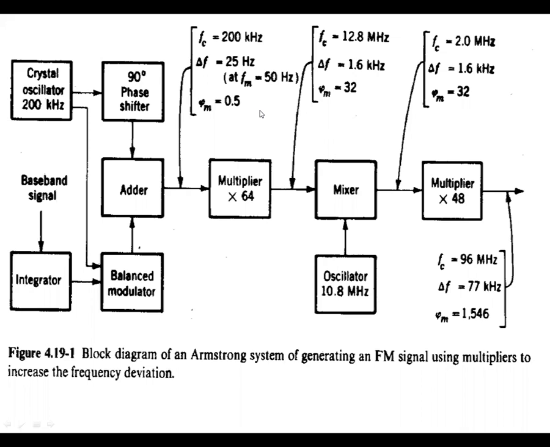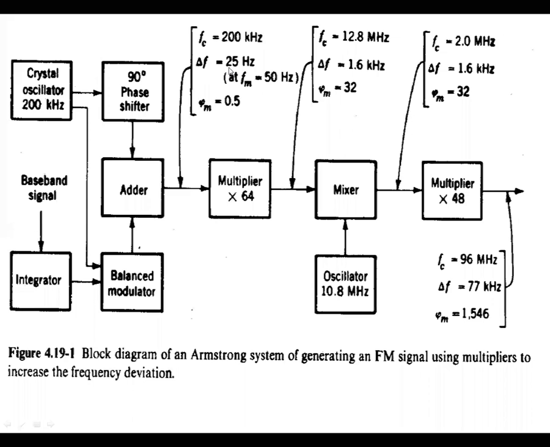So these are the adder output parameters. fc is given as 200 kHz and delta f is beta, the factor of the phase angle, that is 0.5, into fm 50. 50 is the generalized frequency in India. So 0.5 into 50, that is 25 Hz, is delta f. Now fc is 200 kHz, delta f is 25 Hz, and the phase angle is 0.5. So here is one important concept.